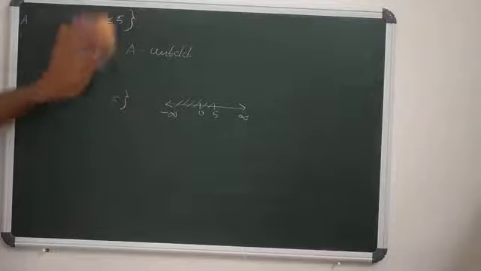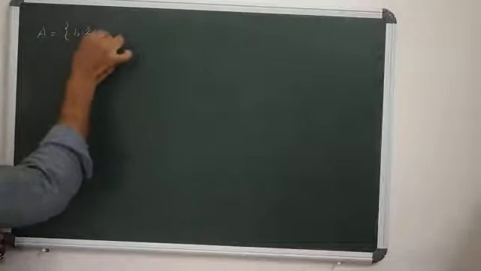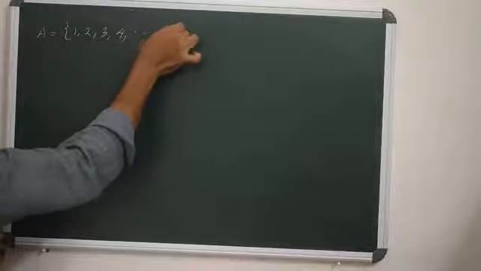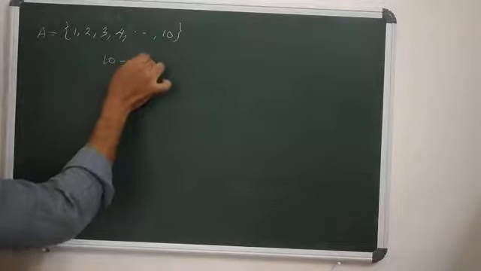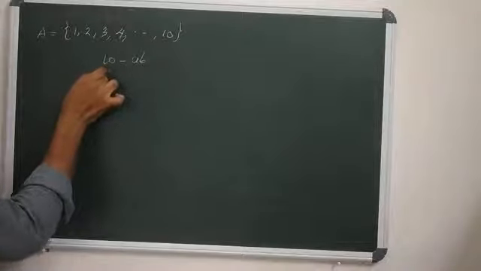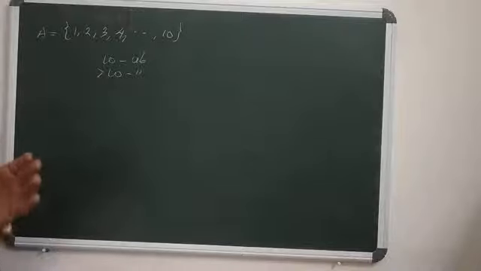Now consider another set. Suppose A equals the set {1, 2, 3, 4, ...} up to 10, that is, the set of natural numbers up to 10. Then 10 is an upper bound, and every number greater than 10 is also an upper bound. We also know that a set bounded above has infinitely many upper bounds. Also, it has infinitely many lower bounds.